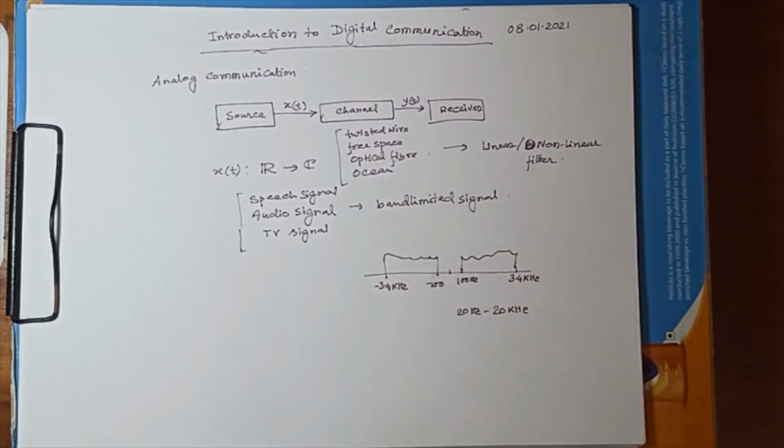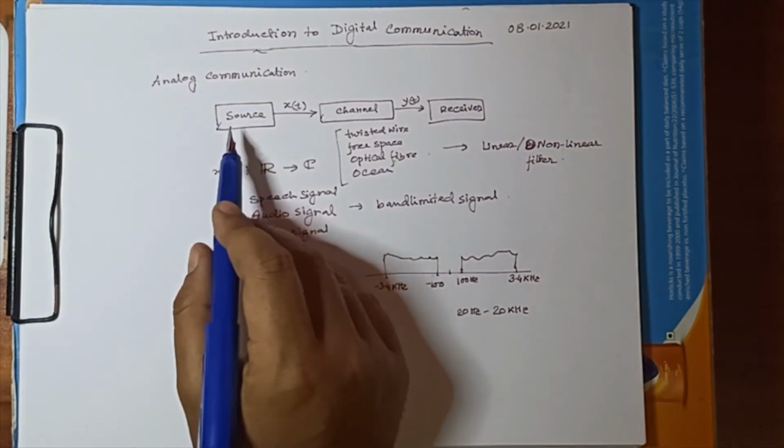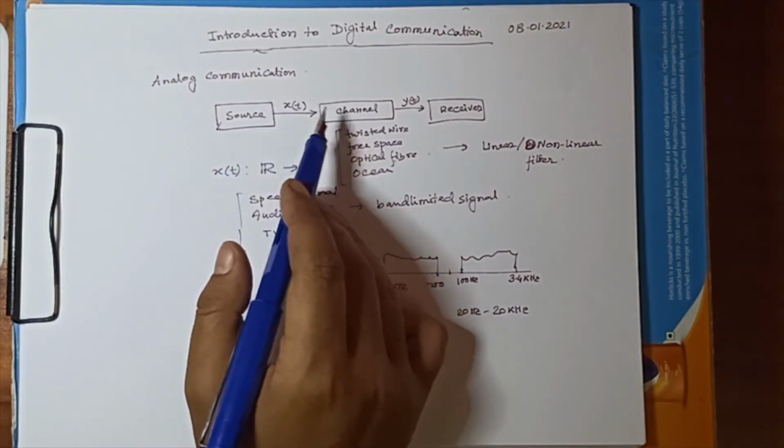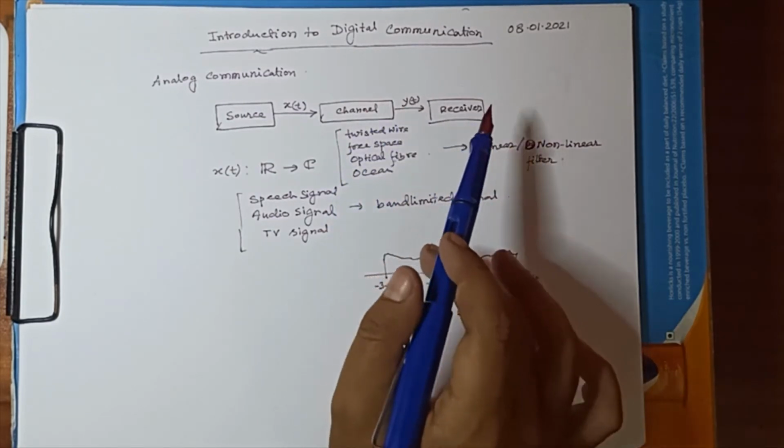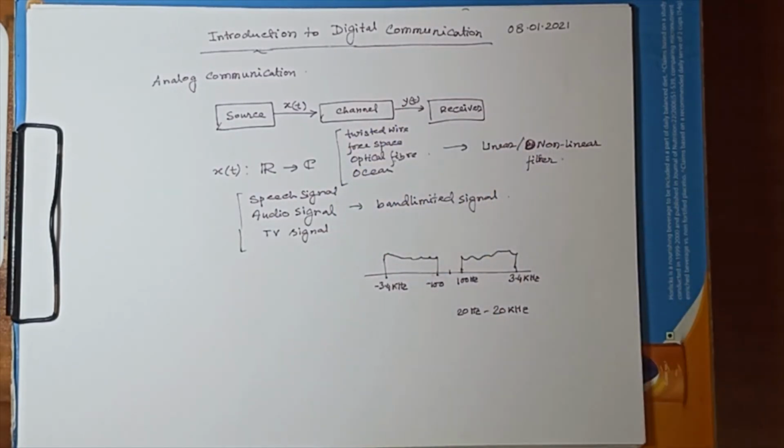When you call on a telephone, your signal will be modulated and sent through the channel, then at the receiver end it will be demodulated, and the other person will listen to the voice. So this is the analog communication thing.